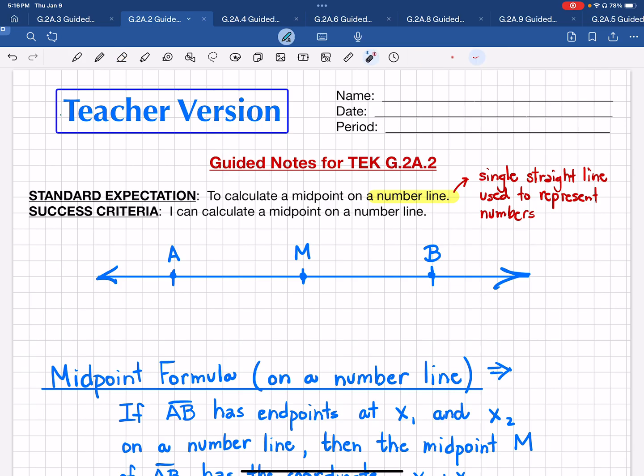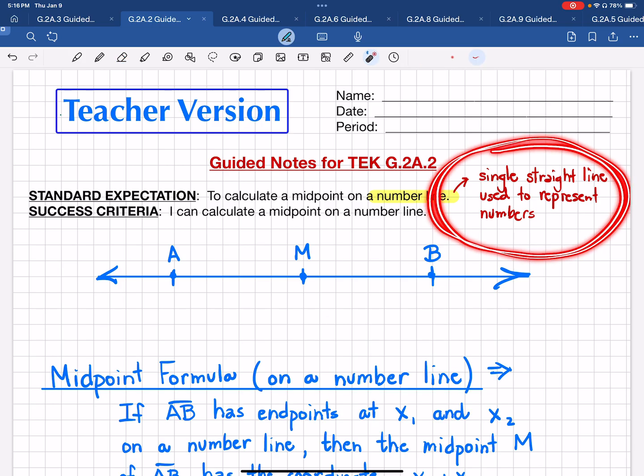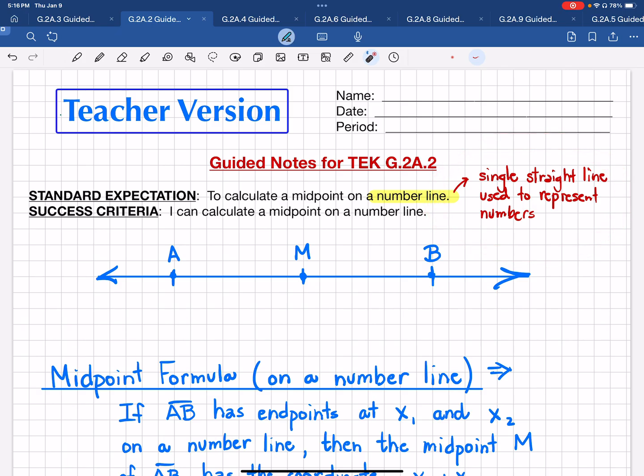Now, a number line is a single straight line that's used to represent numbers. We have a number line right here. No numbers are on it, but you can see that it represents segment AB. Now, we're just going to put a variable instead of writing the number. And so the number that would be represented by A would be x1. The number represented by point B would be x2.